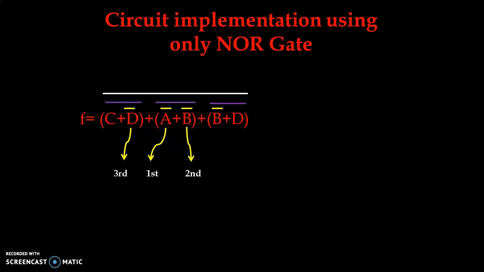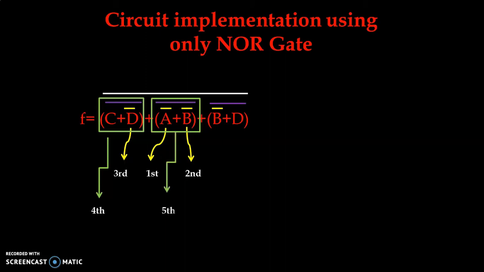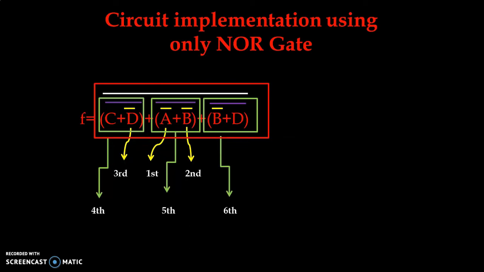We use a NOR gate for all the sum terms. So for C plus D bar and complement, we use a fourth NOR gate. Then for the other sum term, we use a fifth NOR gate. And for the last sum term, we use a sixth NOR gate. And the entire function is also connected with the plus sign, so for the entire function, again we use a seventh NOR gate.